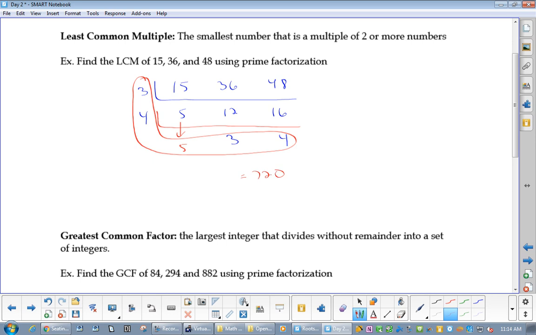So that means that is the smallest number possible that all 3 of those will go into. Yep.